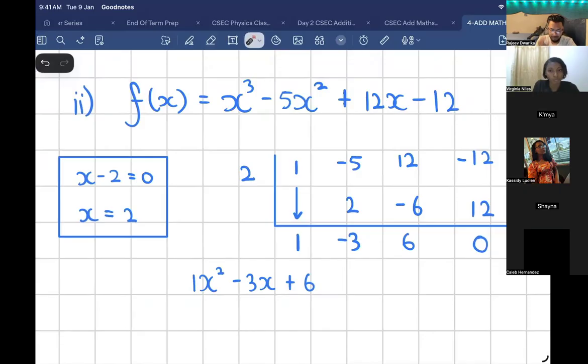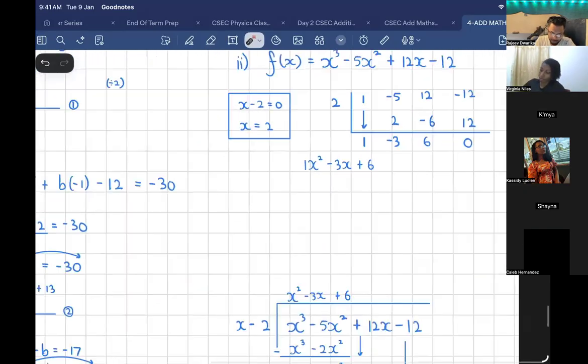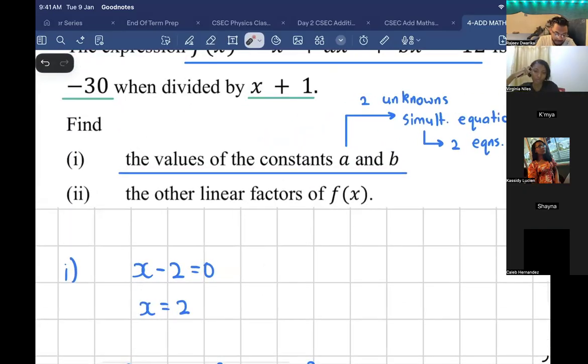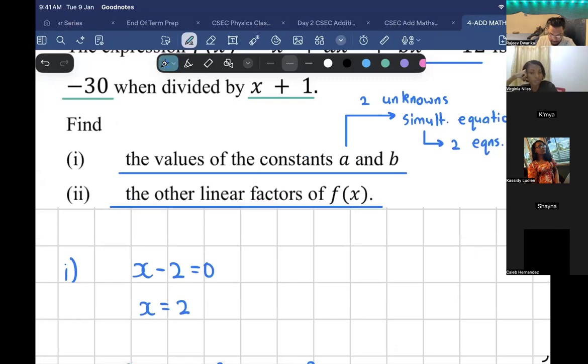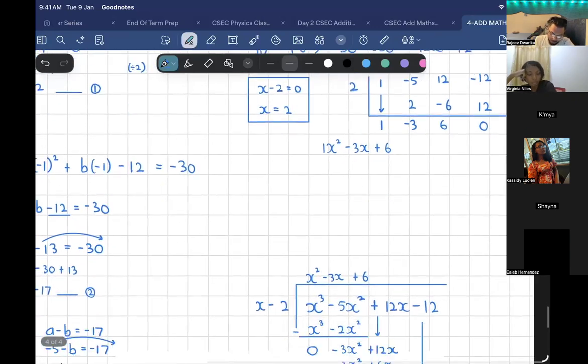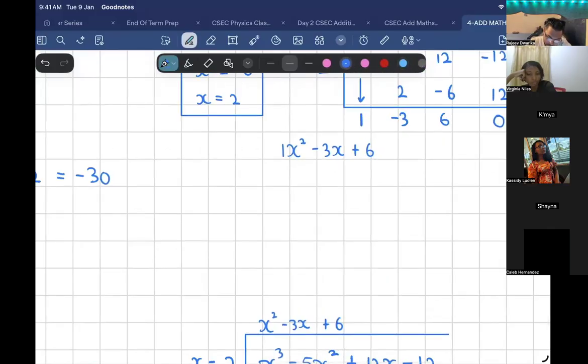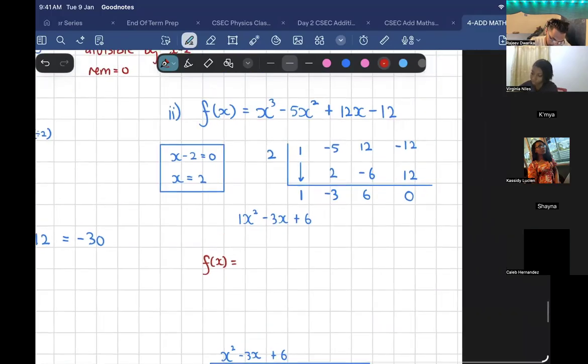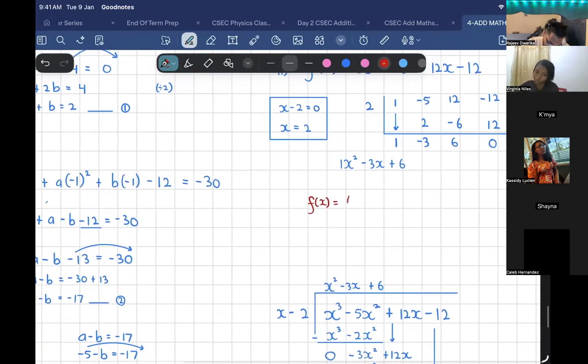But let me just explain a couple things, right? They said in the question to find the other linear factors of f of x, right? That's what they said. Now, truth be told, f of x could be written as x minus 2 by what? Does anybody know? F of x, the function, could be written as what? By x squared minus 3x plus 6. Good. And here's the part where you would try to factorize this.